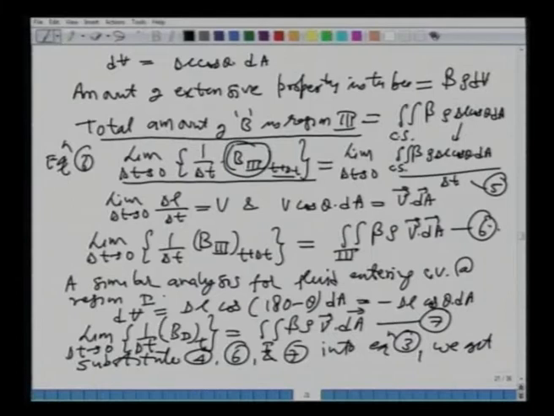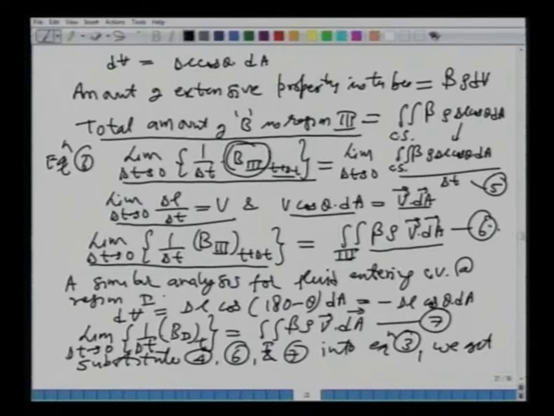And then we use the simple definition of how the velocity is defined. This is the dot product of two vectors v and dA, that is v dot dA. If we put all these things in this expression, this came out to be the double integral over the whole cross sectional area or the control surface of beta rho v dot dA.